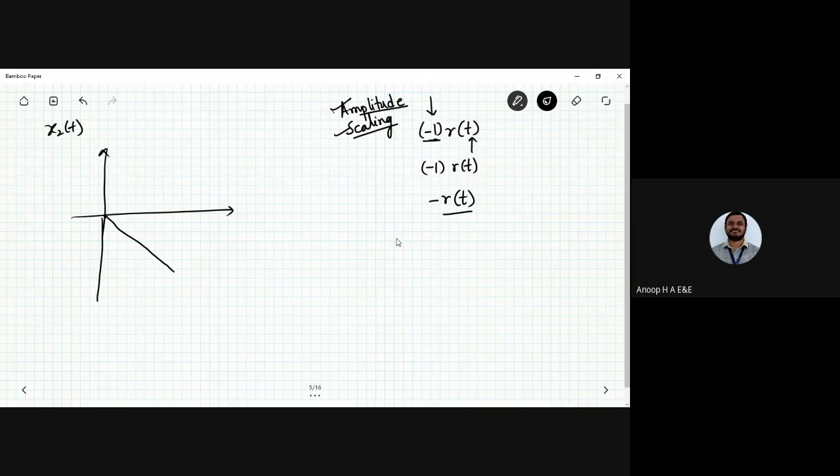So minus r of t. This is how the signal would look for minus r of t. This is 1, this is 0, this is 1, that would be minus 1. Next, it would be minus 2 here. I'm just giving you a representation of how the signal would look. So the minus r of t signal, that is t here. Now the x2 of t sketch is done. So it is amplitude scaling.